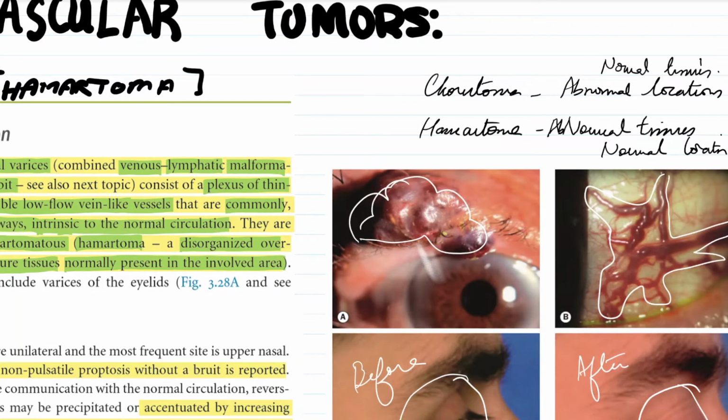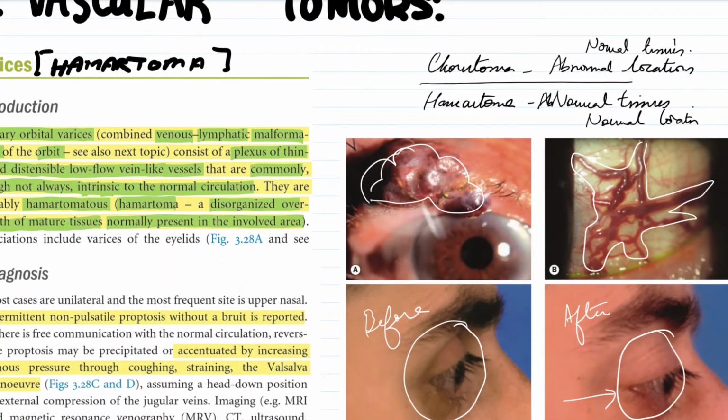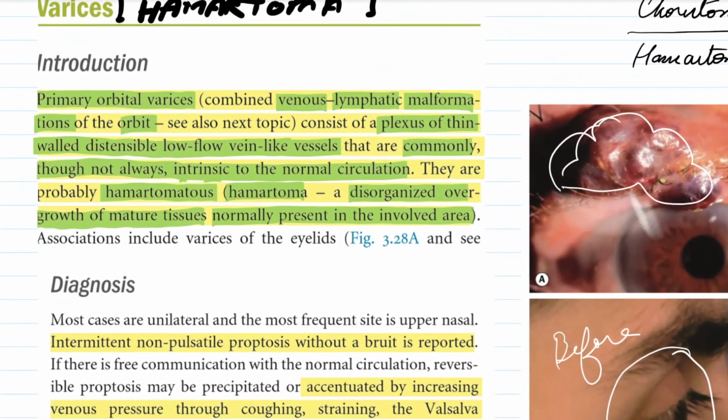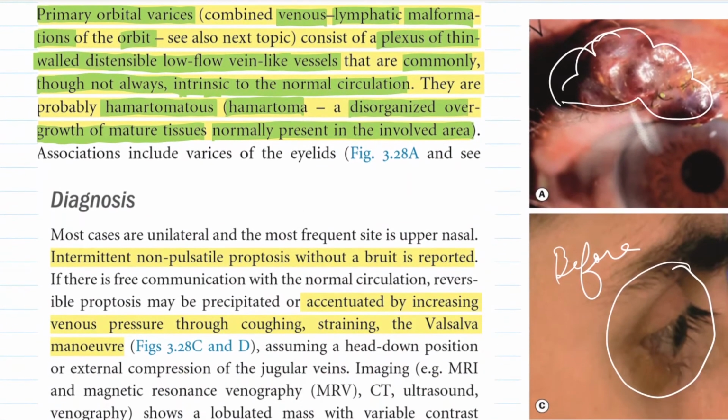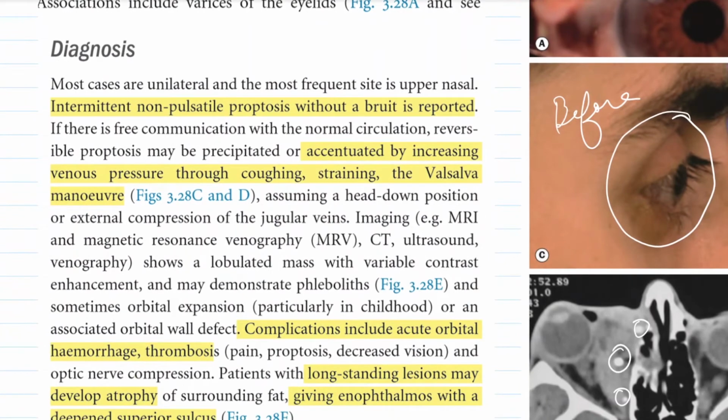This is locations. So that is how you differentiate between a choristoma and a hamartoma. Varices are hamartomas, which means they are in the normal location, but they are the wrong tissues or malformed or disorganized tissues. Now, these are unilateral and have an intermittent non-pulsatile proptosis, but there is no bruit, which is a key factor. They are accentuated by increasing venous pressure through coughing, straining, or the Valsalva maneuver.